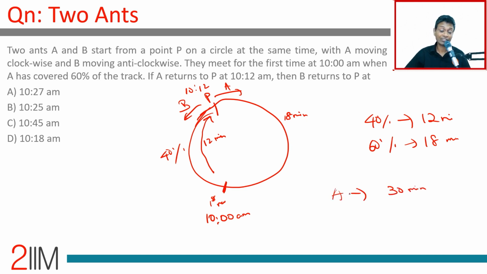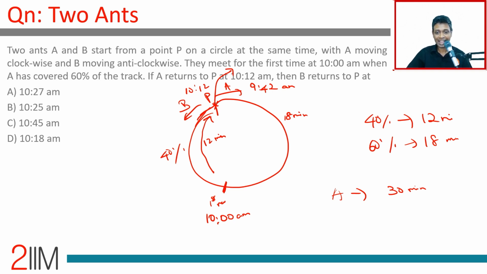And both of them, when have they started? They started 18 minutes before 10 o'clock, so the start time is 9:42. They meet at 10 o'clock here, and then A comes back at 10:12. A takes 30 minutes. Now let's think about B.